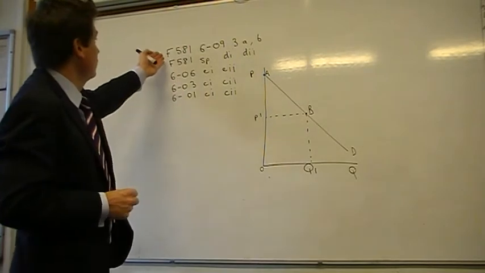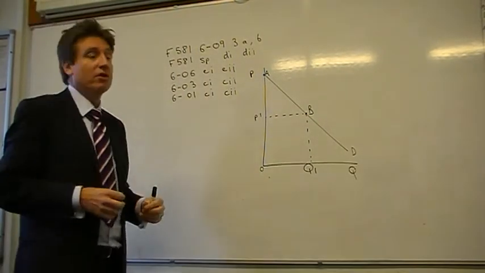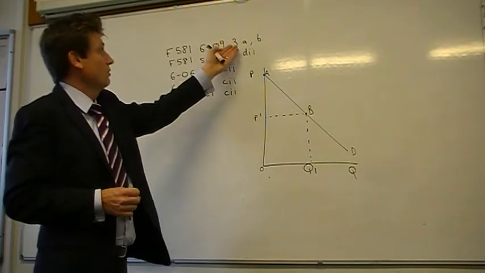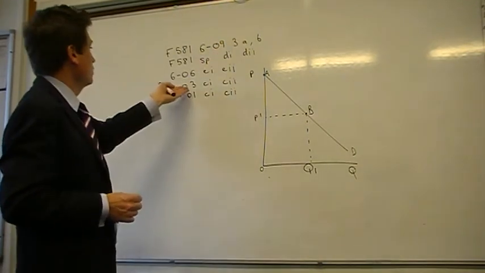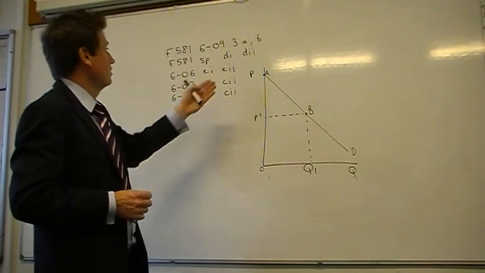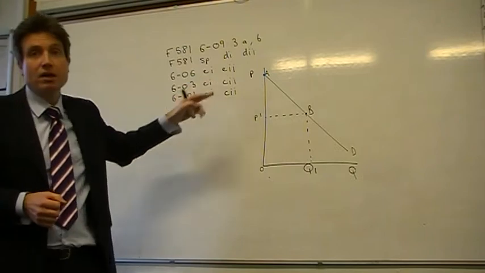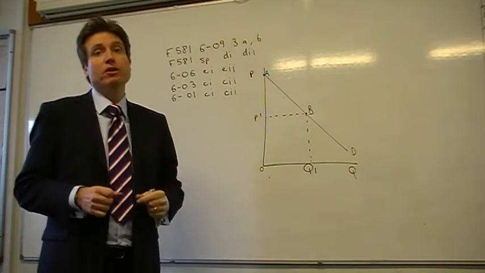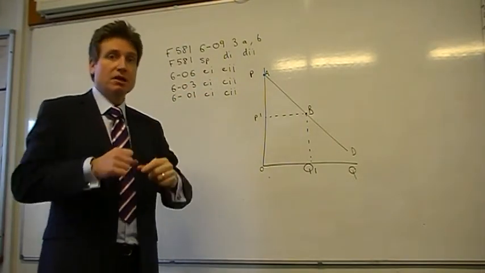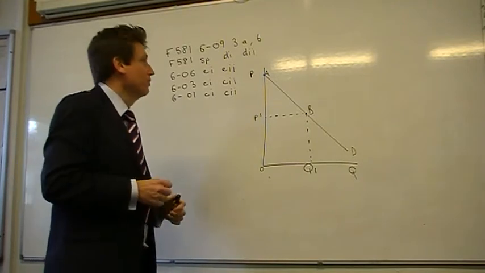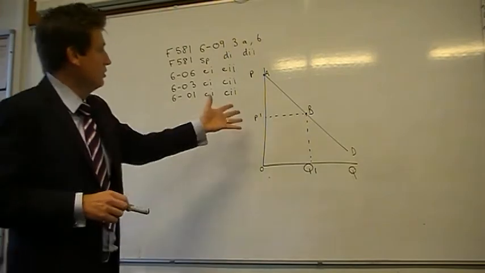We can see here, for instance, F581, these are new style of papers. 609 means June 2009, question 3A and B. So for instance, 603 CI and CII means June 2003, question CI and CII. This is really useful for you when you're revising, and I do recommend that you use numerous past papers to help with your revision. Okay, going to consumer surplus then.